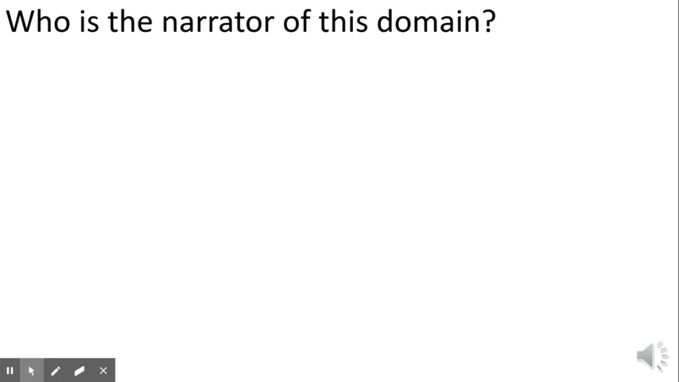Okay, who is the narrator of this domain? Remember, the narrator is the person or character telling the story, right? So our narrator is actually a rat named Rattenborough.